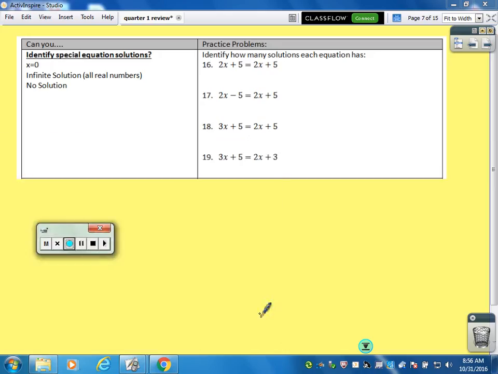So special solutions, we've got 3 of them. We've got that the answer is 0, so there's one answer and it happens to be 0. We've got the infinite solution, so every single number will work to solve this equation. And then the no solution will not, where nothing will ever work.